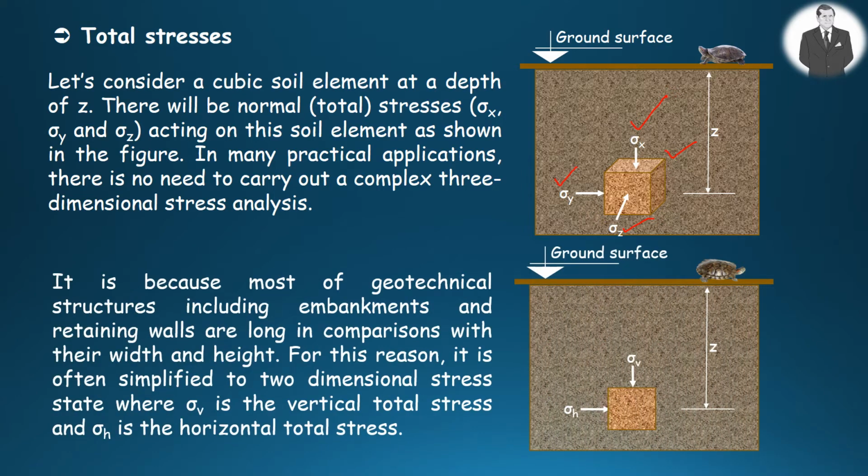The reason for this is that most geotechnical structures, comprising embankments and retaining walls, are long in comparison with their width and height. That's why it is often simplified to a two-dimensional stress state, where sigma sub V is the vertical total stress and sigma sub H is the horizontal total stress.